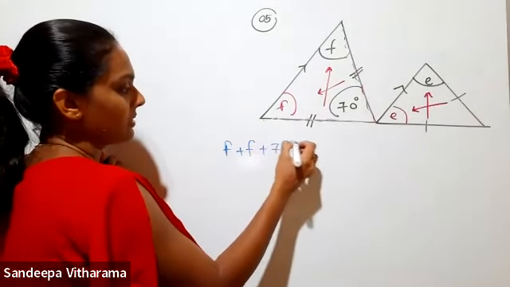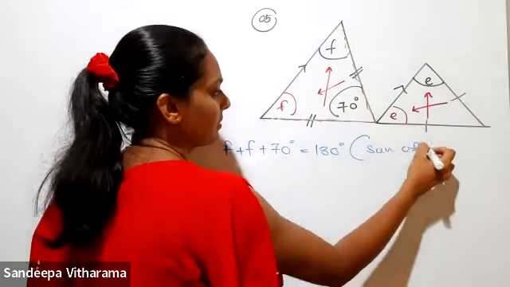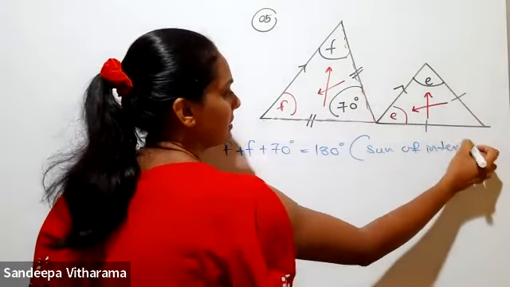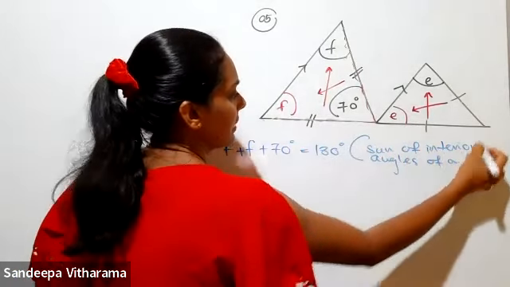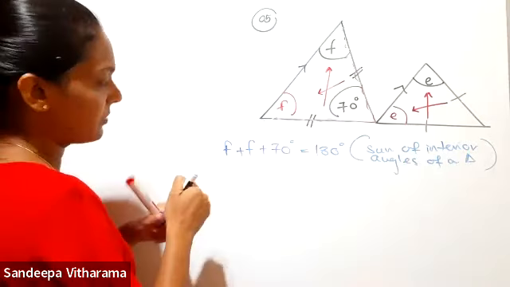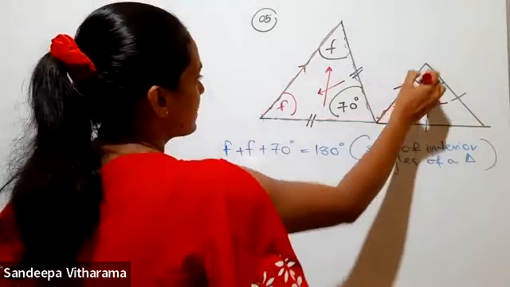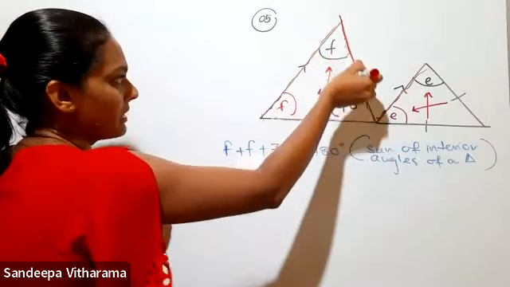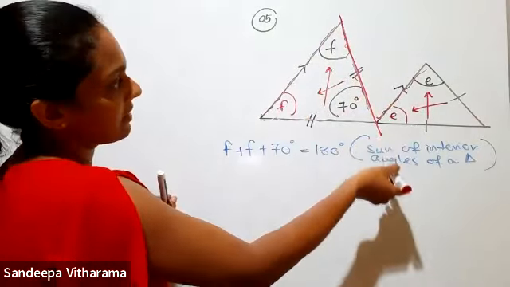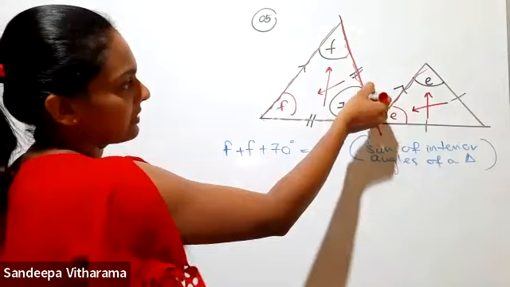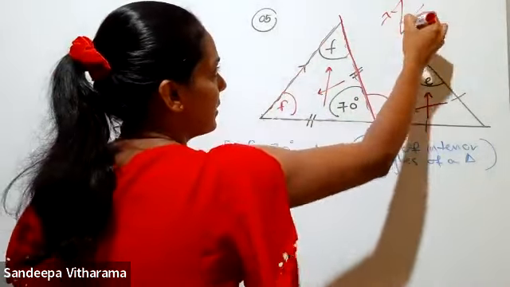F plus 70 equals 180. Sum of interior angles of a triangle. Then you can identify these two are parallel straight line segments, intersected by this transversal. Therefore, here you can see that Z-shaped angles like this are formed.